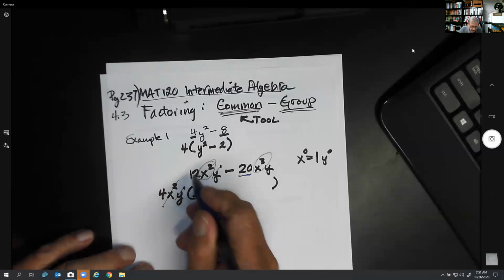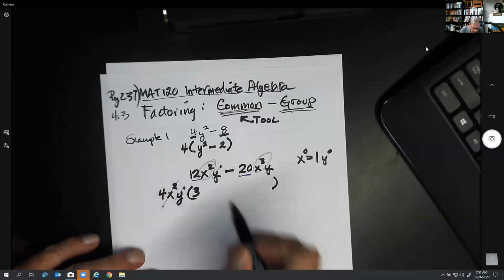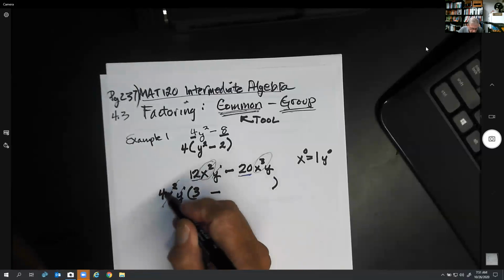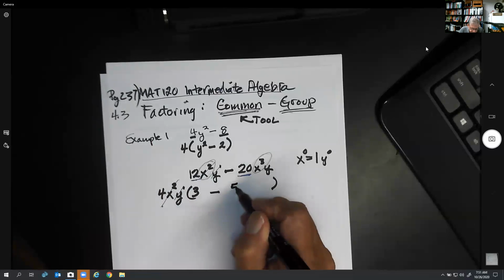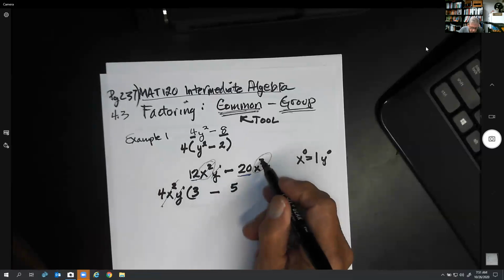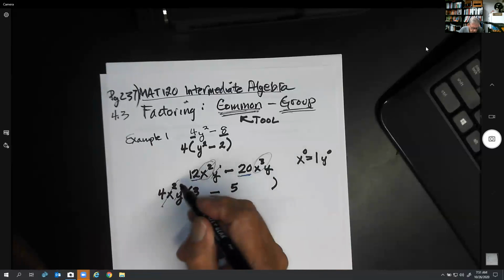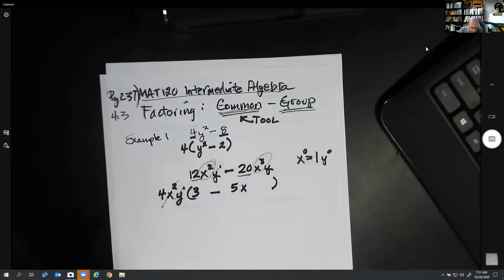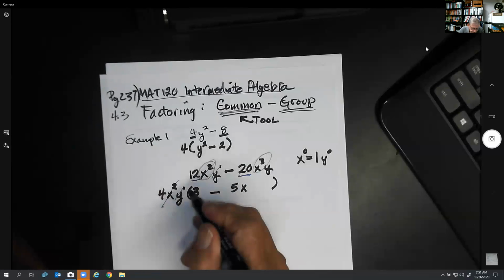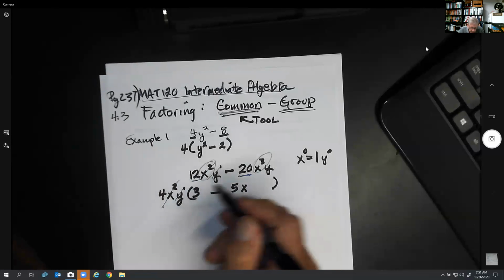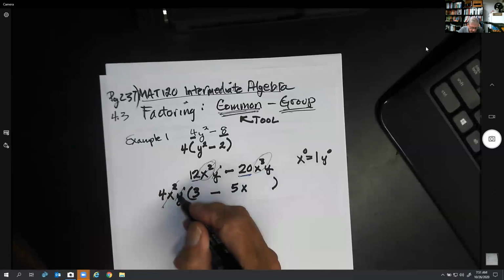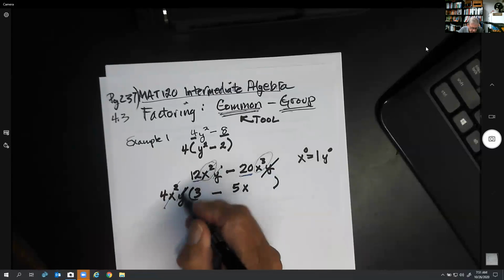And 4 goes into 12 3 times. Then we're going to do the same thing with the 20. 4 into 20 is 5. 3 take away 2 is 1. x to the 1. We could write the 1, but we usually don't. And then 1 take away 1 is 0. So those kind of cancel each other off.